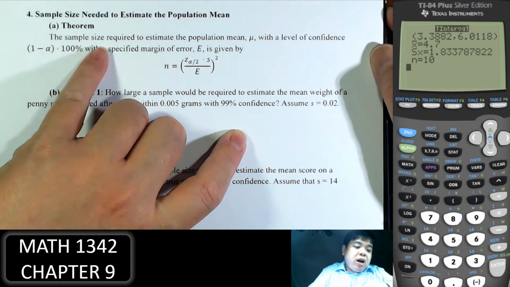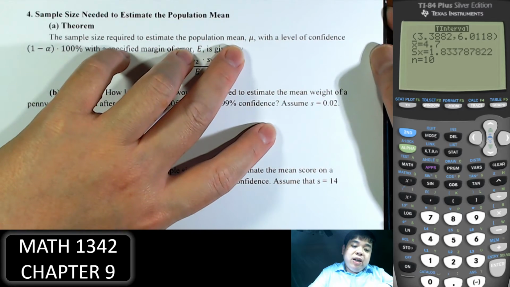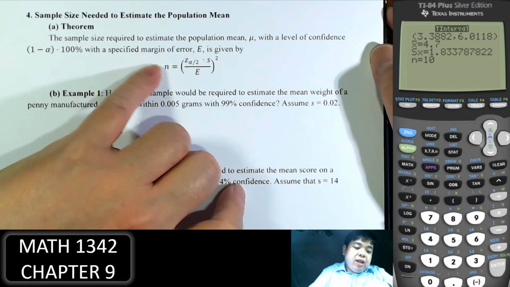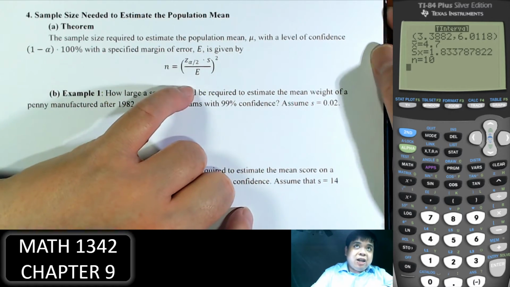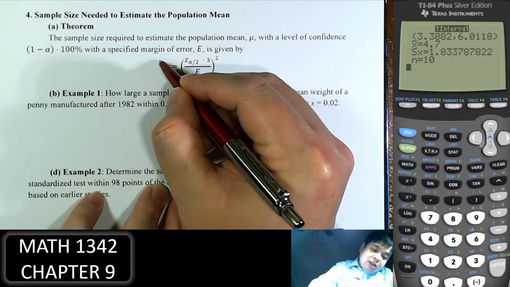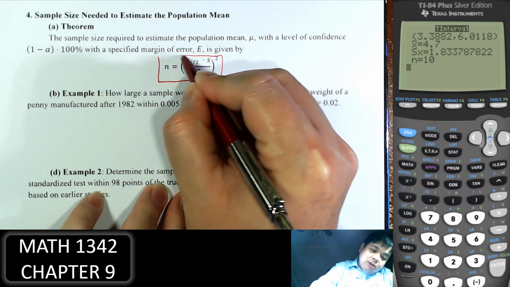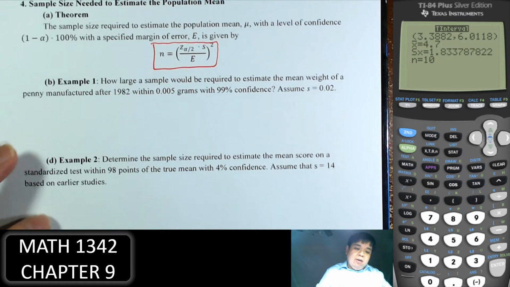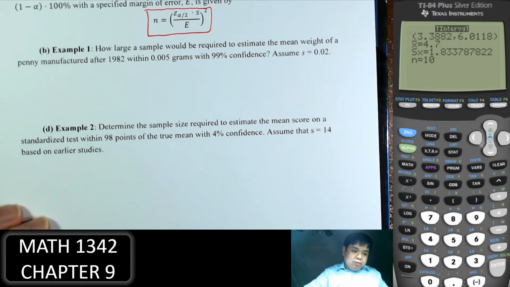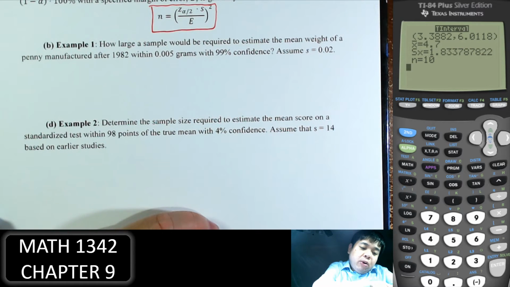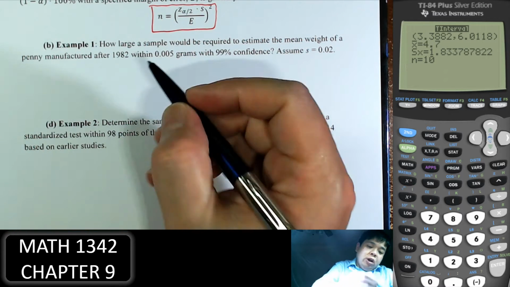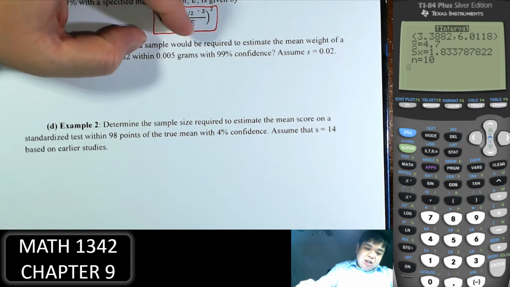The sample size is required to estimate the population mean with the level of confidence specified with the margin of error. So that is the sample size. Let's look at this example. How large a sample would be required to estimate the mean weight of a penny manufactured after 1982 within 0.05? So this is the margin of error.